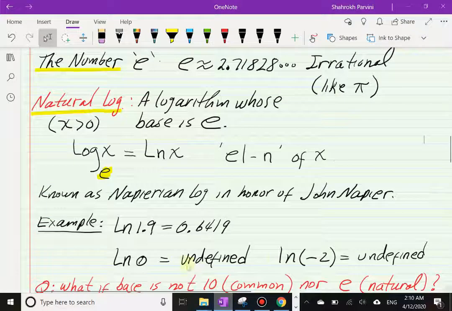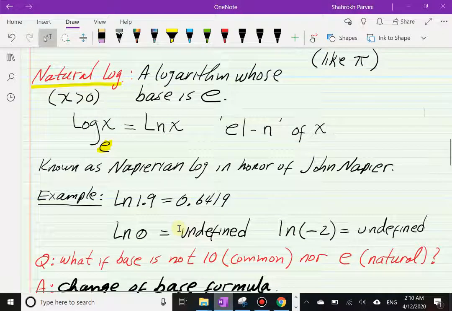So that's how we found these numbers. Now, the question might be this. Well, what if the base of the logarithm I'm working with is not 10 and the base is not e? In other words, I'm not working with a common log and I do not have a natural log. So for example, I could have a log base 7. How do I do these on the calculator?